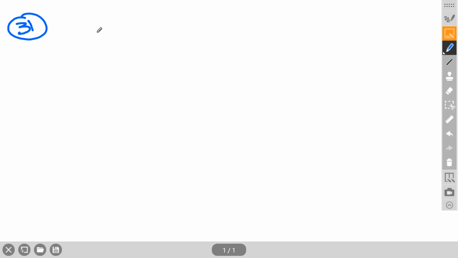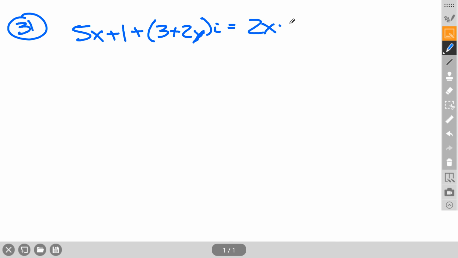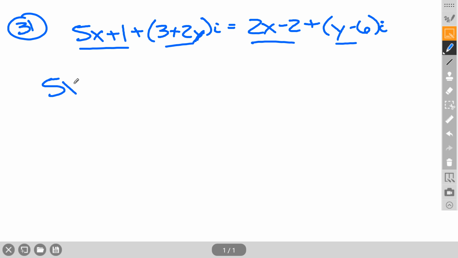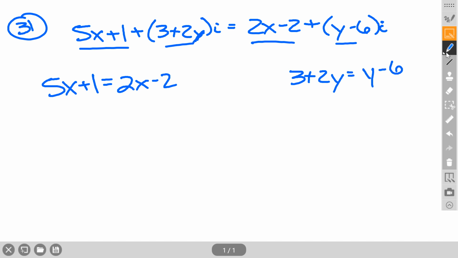Find the values of x and y that make the equation equal. So 5x plus 1 plus 3 plus 2yi equals 2x minus 2 plus y minus 6i. Alright, so the real parts need to be equal to each other, and the imaginary parts need to be equal to each other. So we have two equations. 5x plus 1 equals 2x minus 2. And the other equation, 3 plus 2y equals y minus 6.